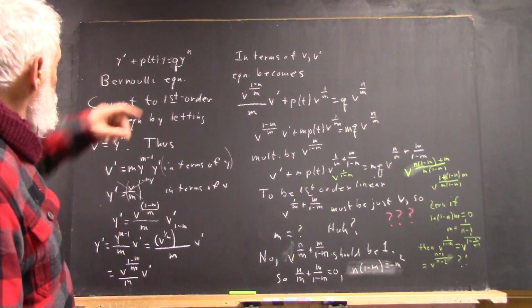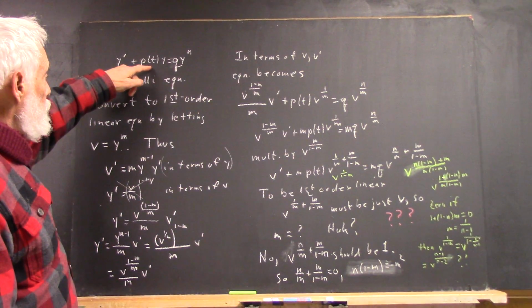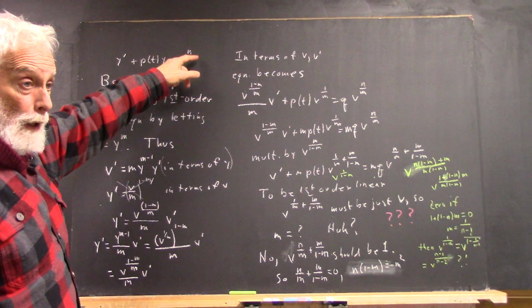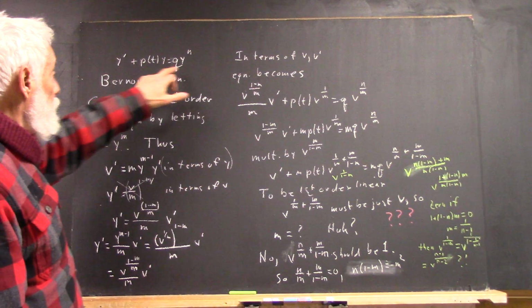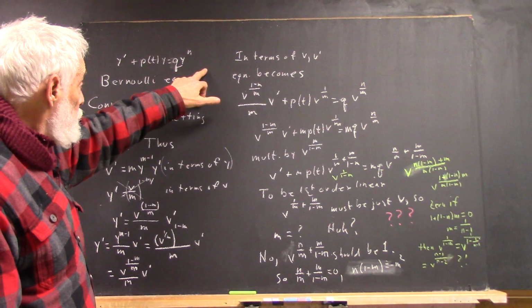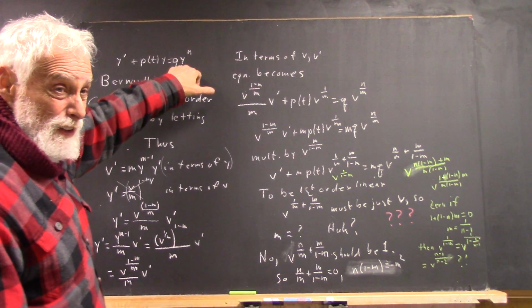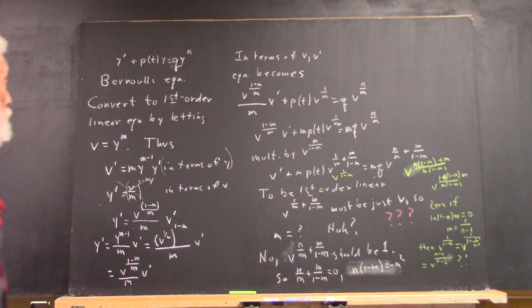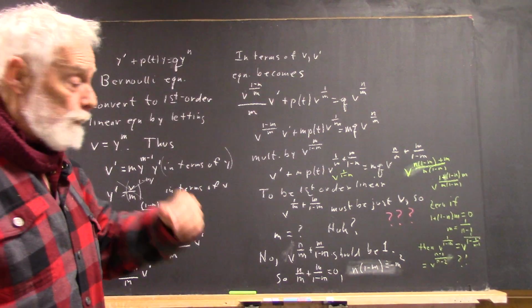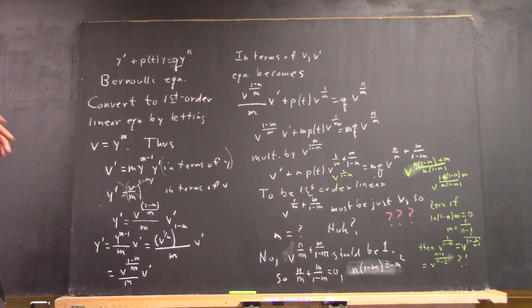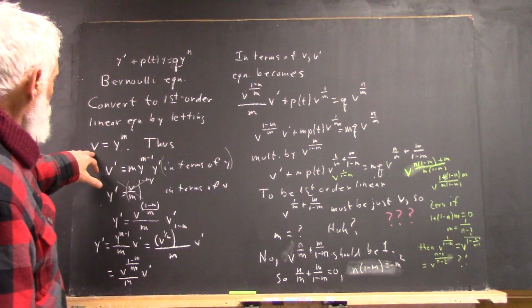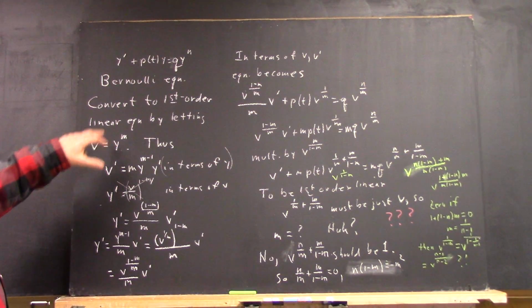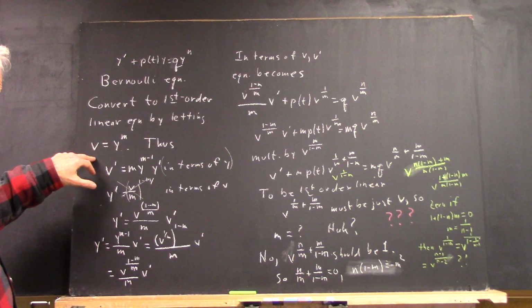The Bernoulli equation is of the form y prime plus p of t y equals q of t times y to the n, for some power n. So it's much like a first order linear equation, except you've got that y to the n on this side, and that makes it nonlinear. However, we can convert it to a linear equation by letting v equal y to the m. We're going to do a change of variable. We're going to change the variable of this equation to v.